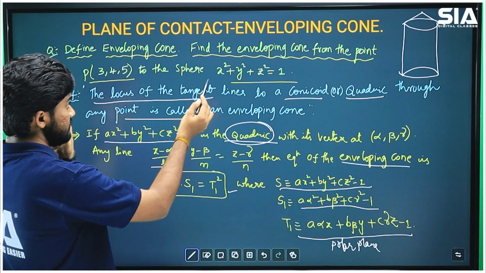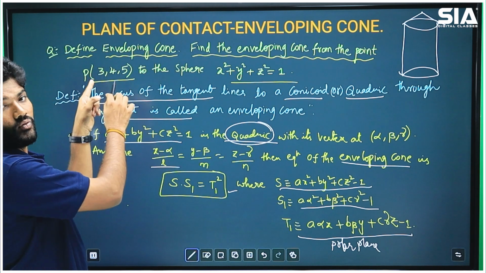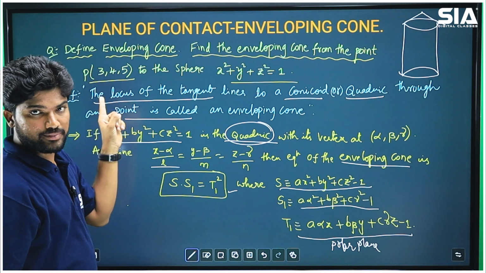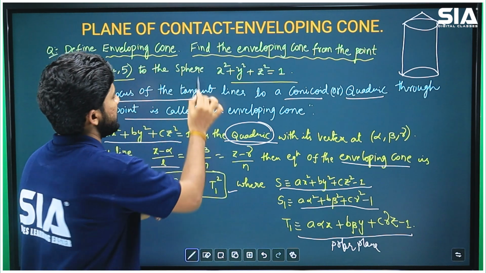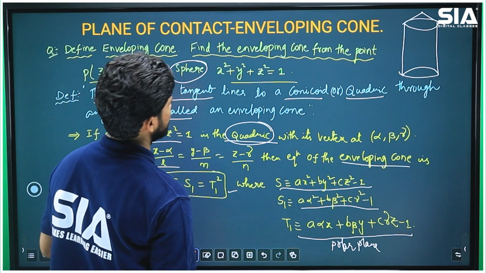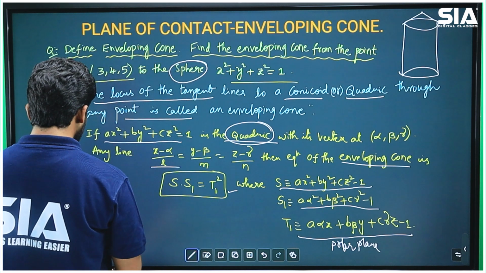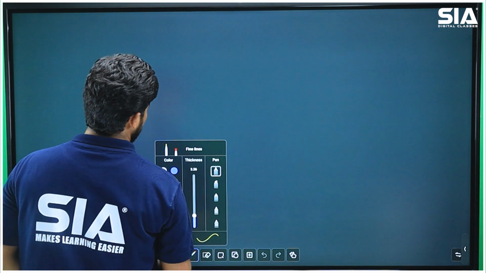Observe the question. Find the enveloping cone from the point 3, 4, 5. What is this point? This is the vertex of the enveloping cone to the sphere. What is the sphere? The given quadric. The given quadric is the sphere x square plus y square plus z square is equal to 1. Now, step by step, we are going to see the solution for this problem.